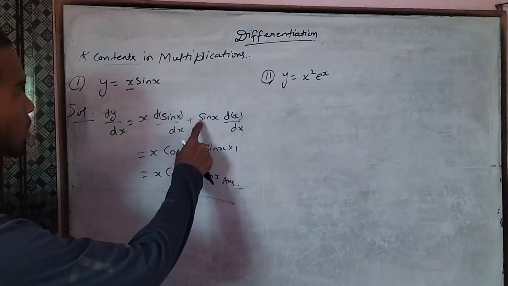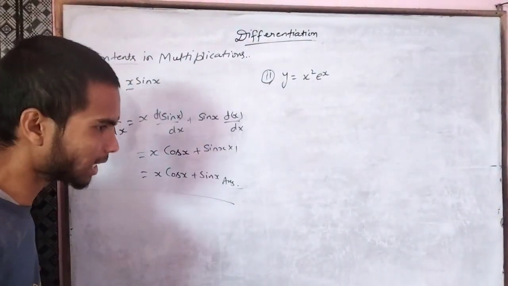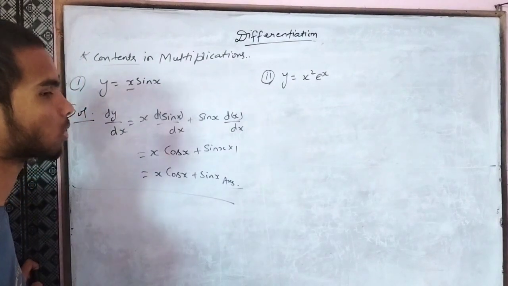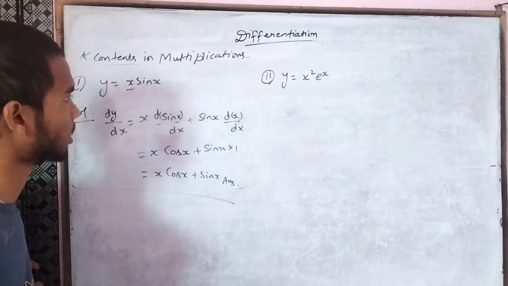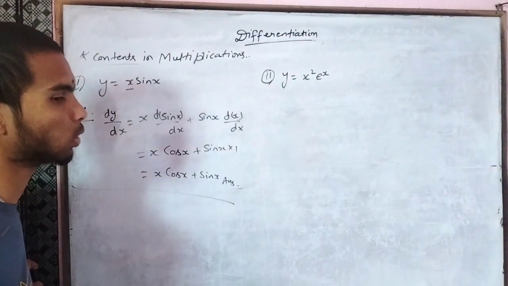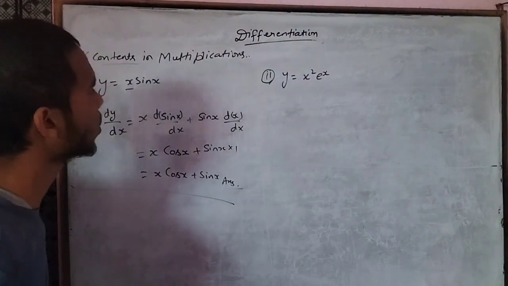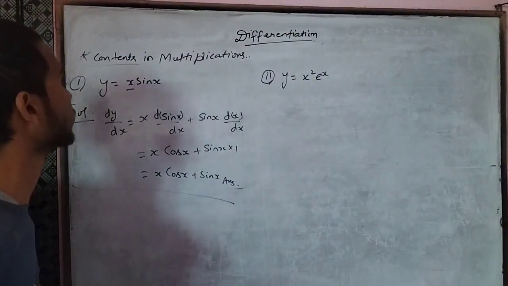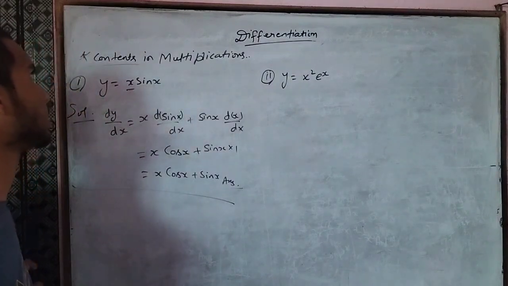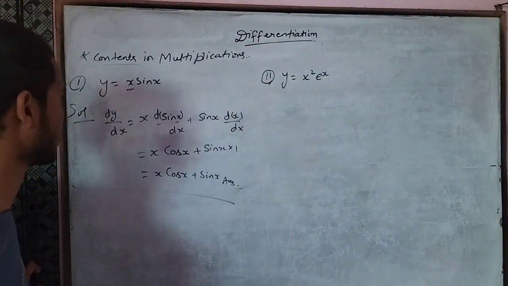Okay. Now we will write the second variable as it is, and finally we will differentiate the first variable. This is how we will solve equations which are in multiplication.